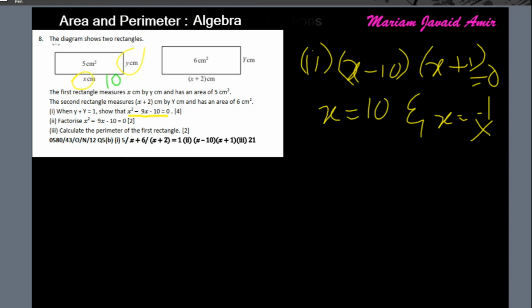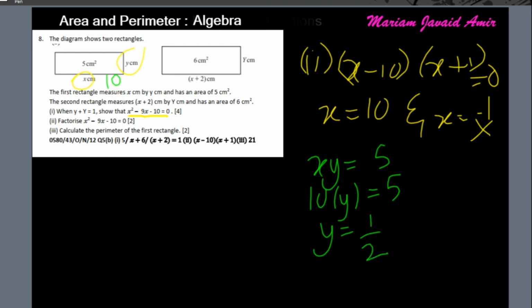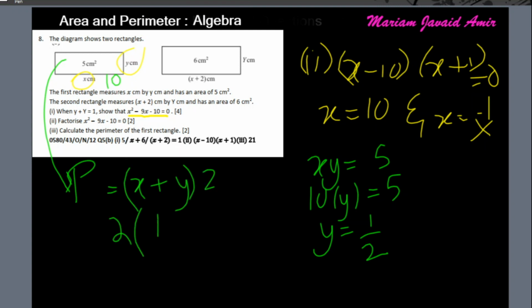Now we need to find the value of y to get to the perimeter, and we know x times y was equal to 5. So 10 times y equals 5, so y was equal to half. So now we have to find the perimeter. So perimeter is x plus y times 2. So x was 10 and y was half, and this becomes 10.5, and 10.5 times 2 is simply 21. So the perimeter is 21.